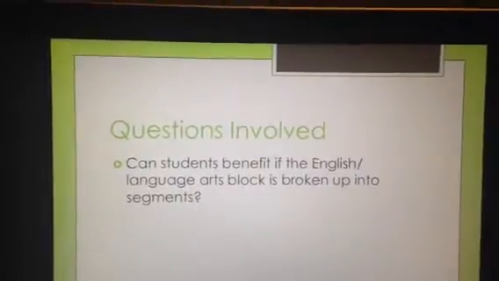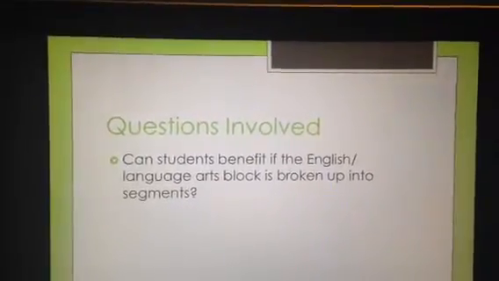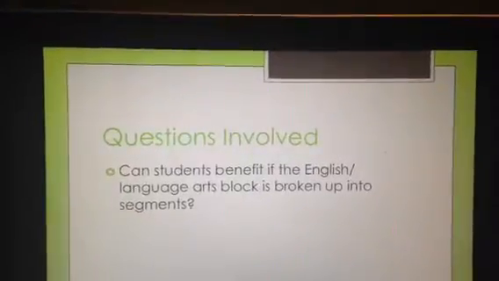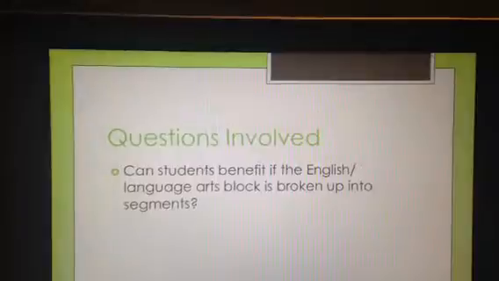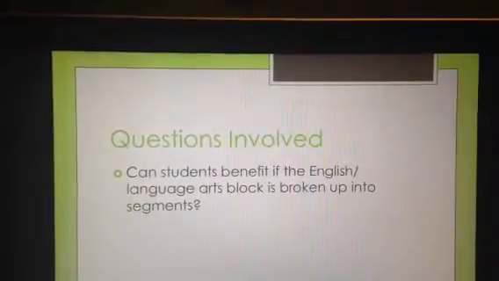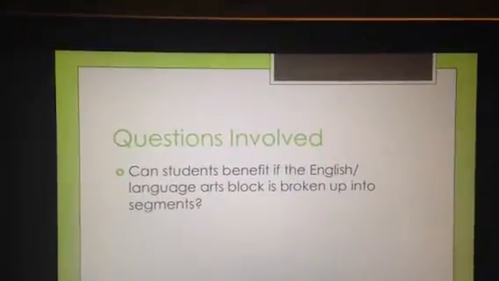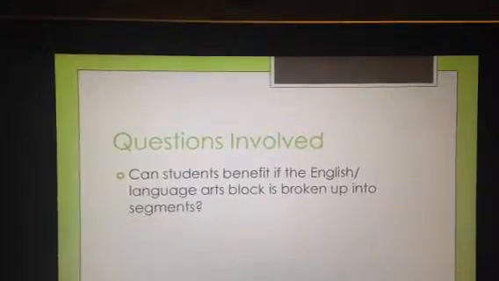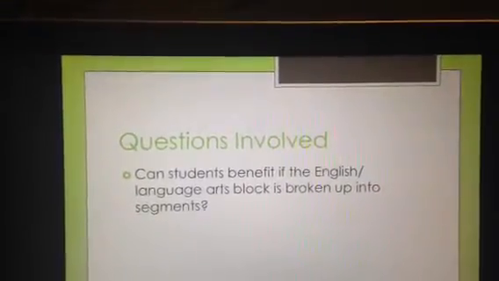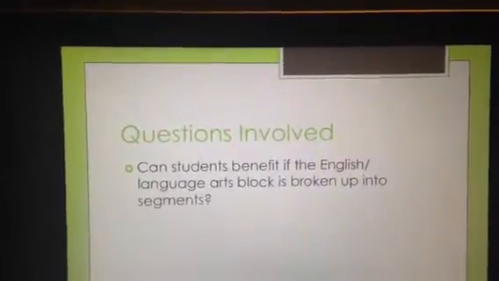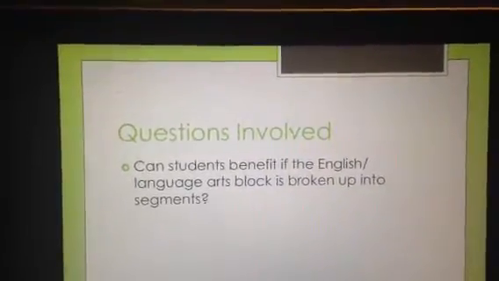The researcher will label the first class's pre- and post-test as Sample A. The researcher will label the second period class's pre- and post-test as Sample B. The researcher will look at the scores from both classes and try to find a correlation between better test scores and breaking the ELA block into segments. The researcher will collect this data using bar charts. The bar charts will be labeled Sample A and Sample B.